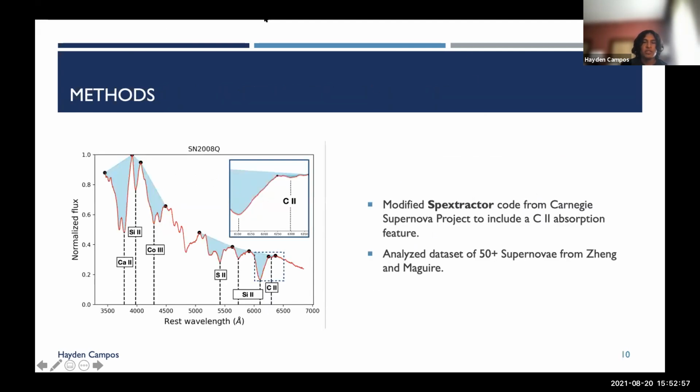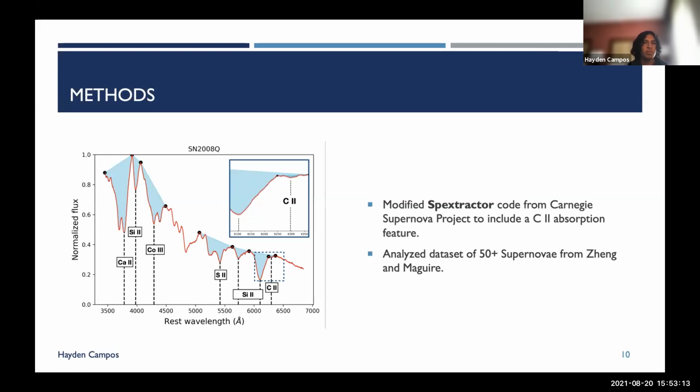In order to do so, we had to modify previous code from the Carnegie Supernova Project to include a carbon-2 absorption feature. For this, we had to determine an appropriate rest range, an appropriate low range, and an appropriate high range.